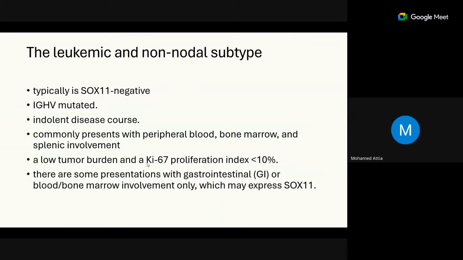The tumor burden and the proliferation index are low. So you will find that the peripheral blood count may be 20, 30, 40, something like this, and a little bit anemic and thrombocytopenic. And it is of low burden, and it doesn't cause a large tumor volume, and at the same time, it's not that malignant, similar to that of the nodal form.